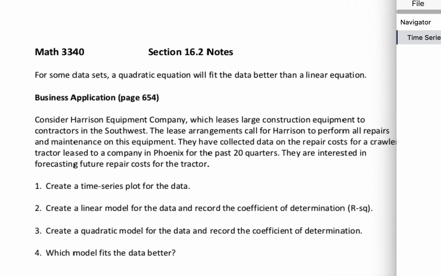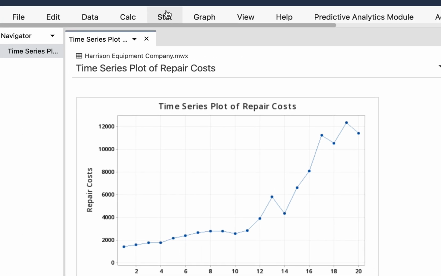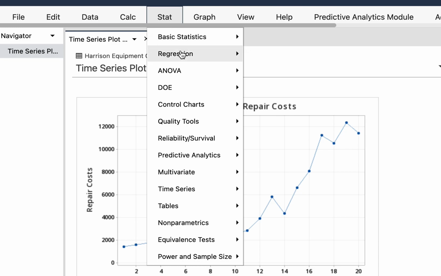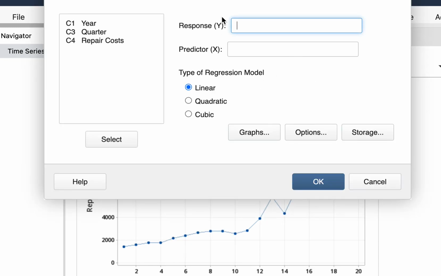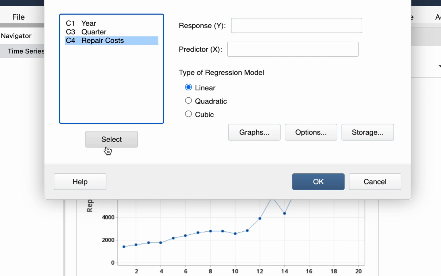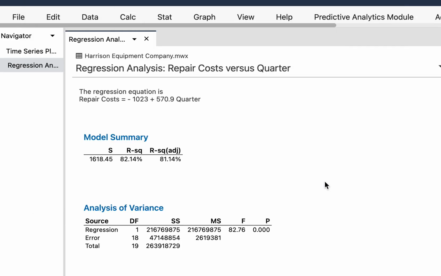Now we're going to create a linear model for the data and record the coefficient of determination, or R squared. We're going to do this by going to Stat, going to Regression, and then clicking on Fitted Line Plot. Then I'm going to put in my response variable that I want on the y-axis. That's going to be the repair cost. And again, my predictor is going to be the quarter. And you notice here that I have the ability to select the type of regression model. So we're going to start with linear first.